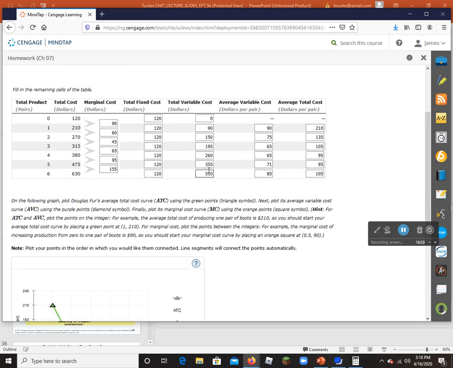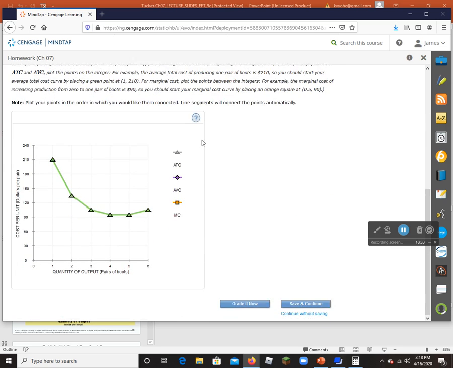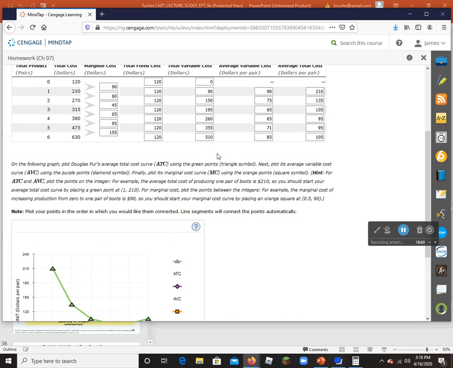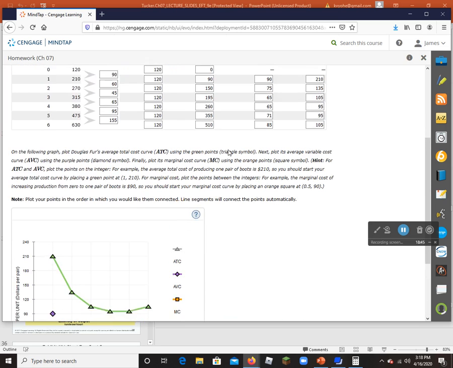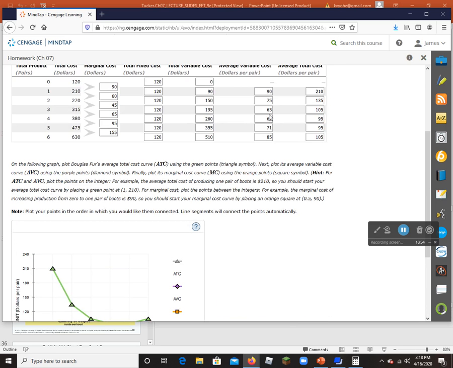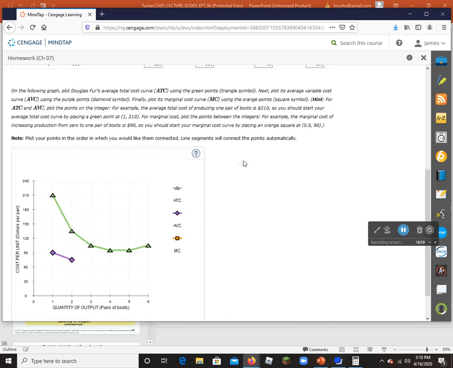Average variable cost. At 1 unit of output, average variable cost we figured out were $90. Go over to 1 unit of output, up to $90. There's the first point on our average variable cost curve. Go to 2 units of output, average variable cost dropped to 75. So we get at 2 units of output, up to 75, put a point. Go to 3 units of output, average variable cost, AVC is 65. 3 units, up to 65.